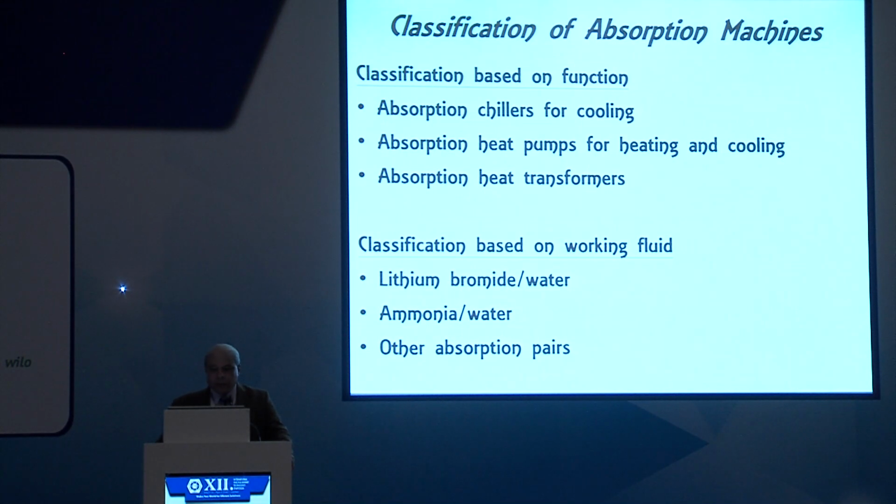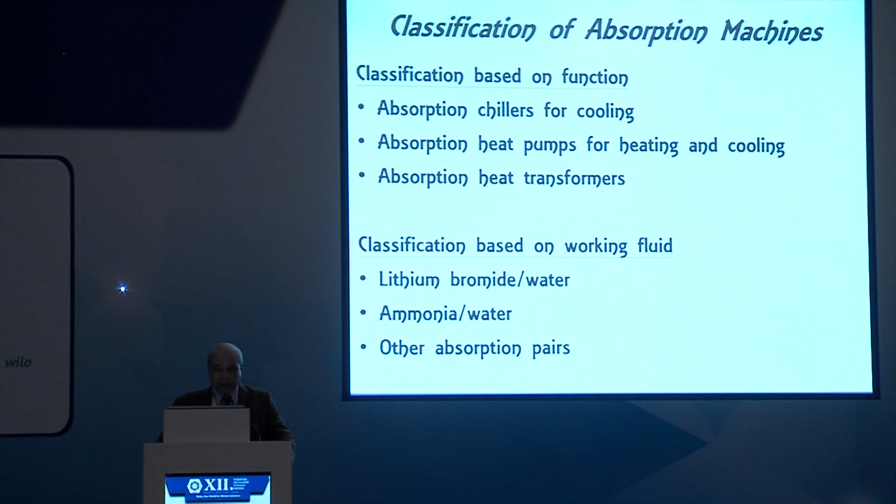Now, let's go back to absorption machines in general. Absorption machines can be classified in many ways, but I selected two metrics for you today. One is the classification based on the final output, or the product that you're looking for. That would either be cooling, or chillers for cooling applications, or heat pumps for heating and cooling applications, or what they call absorption heat transformers. And I'm going to tell you a little bit more about the absorption heat transformers in just a minute.